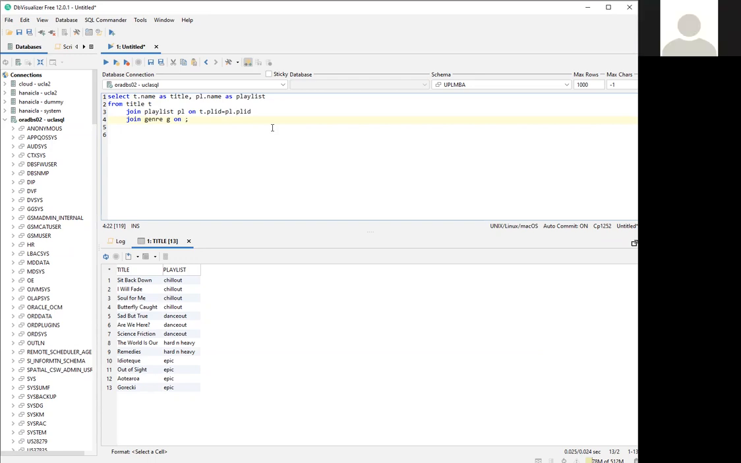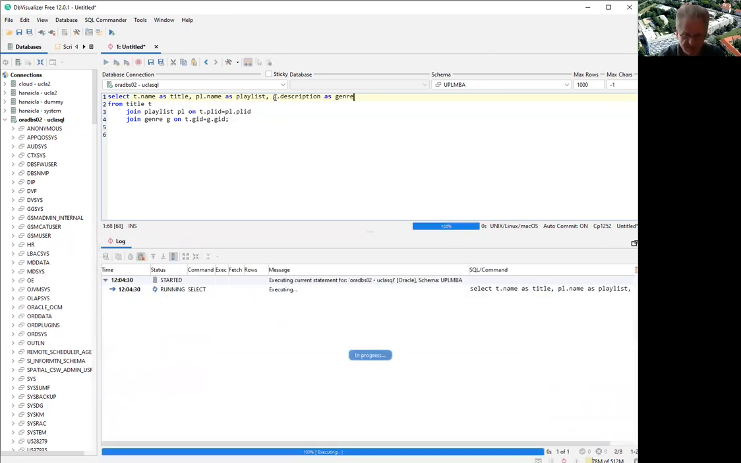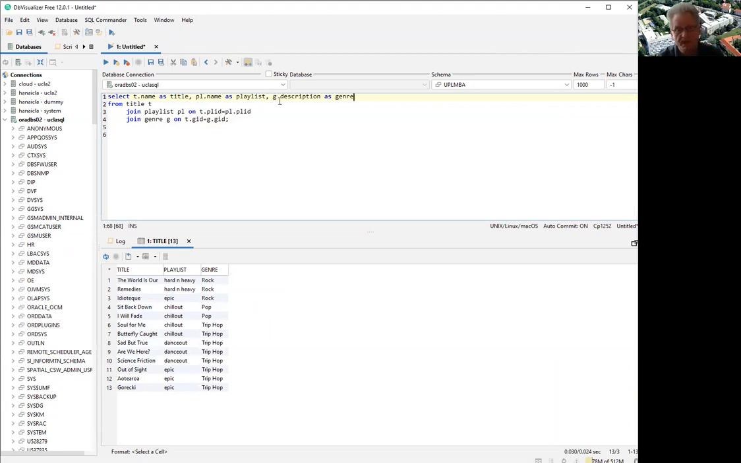T.GID is equal to G.GID. Yeah, that's the join condition. GID, of course. And let's add here G.description as genre. So let's first execute it, see if everything is correct. Yeah, that looks good.